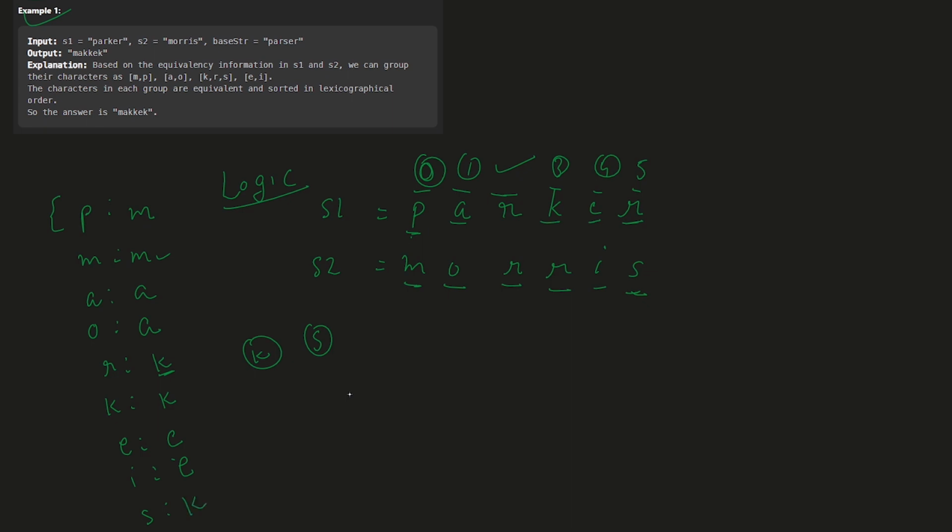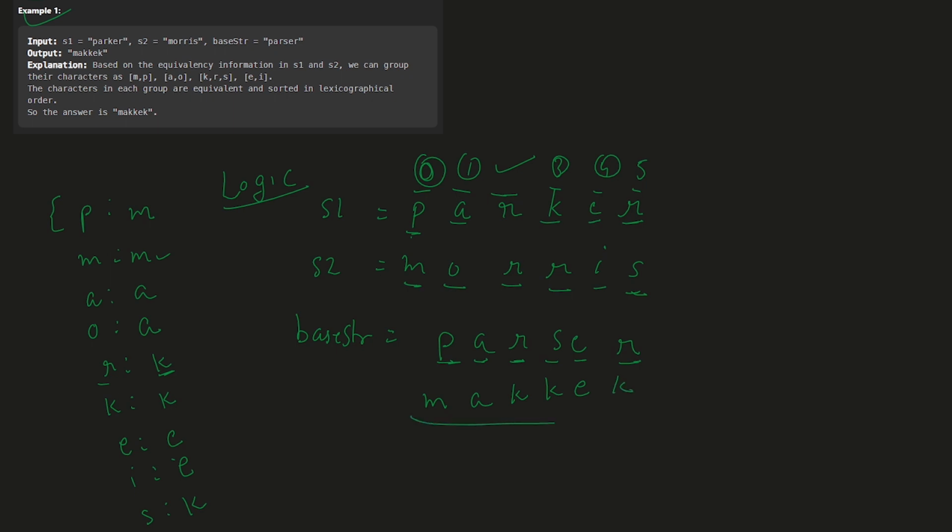So now we have traversed the whole string and found the root of every character. Now we can quickly write our base string. This base string is nothing but parser. The root of P is M. The root of A is A. The root of R is K. The root of S is K. The root of E is E. The root of R is K. You can see again K.